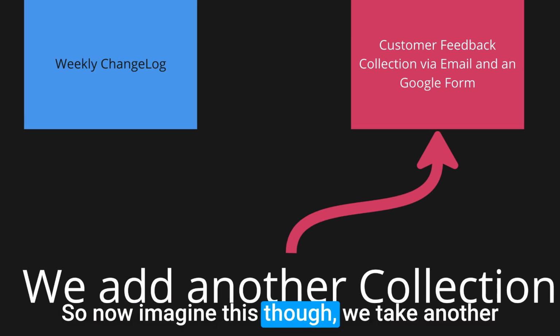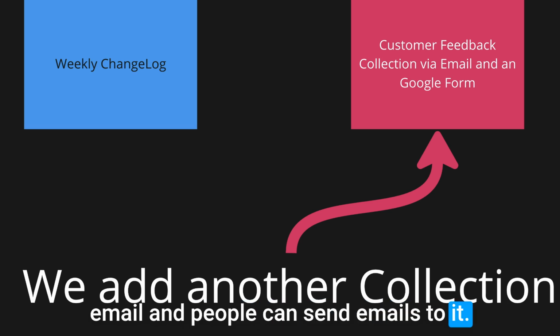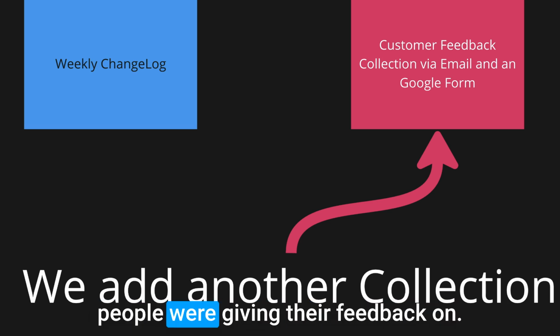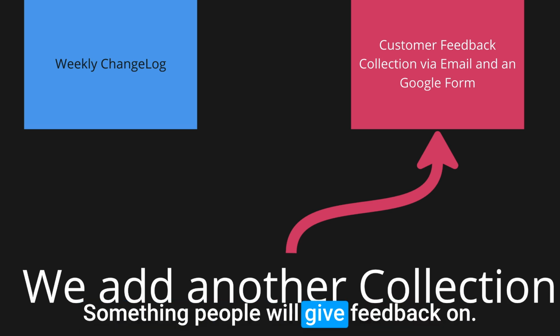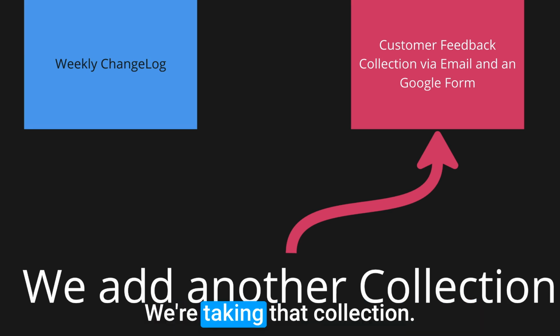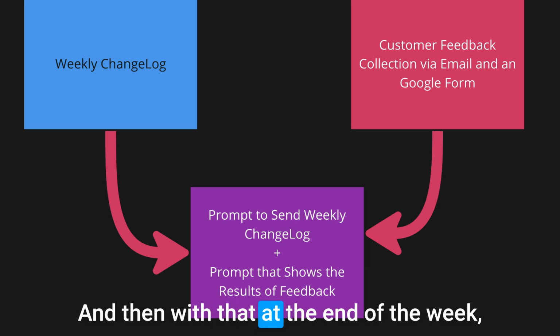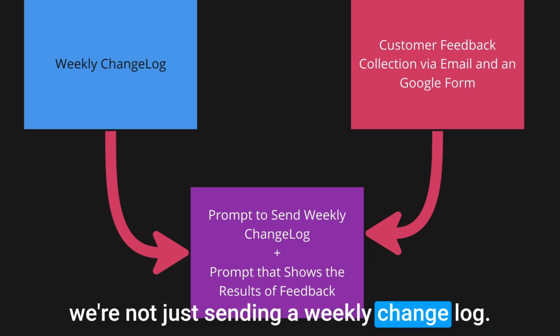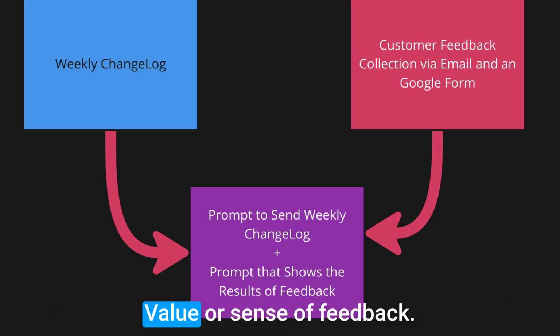So now imagine this, though. We take another collection and we make a source called email, and people can send emails to it, or we have a Google web form that people are giving their feedback on. And maybe it's not a change log, maybe it's a newsletter, something people will give feedback on. And now we're taking that collection, we're collecting the data, we're processing the data, making prompts, and then with that, at the end of the week, we're not just sending a weekly change log, but our prompt includes the other collection's value or sense of feedback.